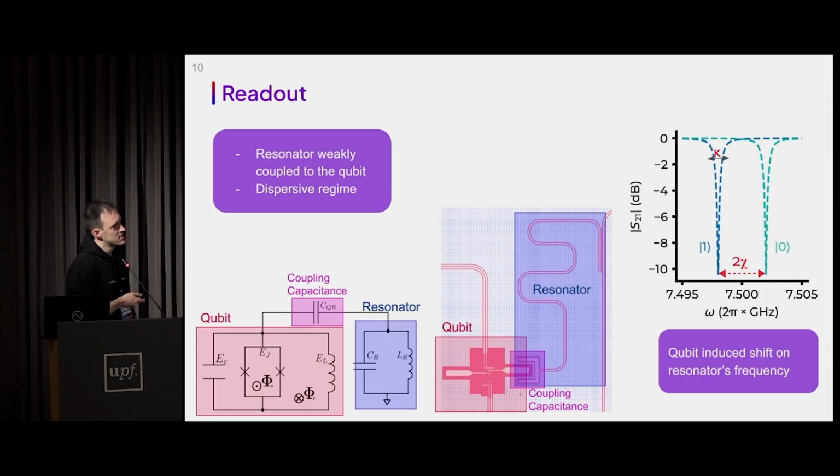So if the qubit is in the first excited state, it will shift by plus chi, or if it's in the ground state, it will shift by minus chi. So the total shift is 2 chi, and you have this shift that's dependent on essentially the energy state of the qubit.